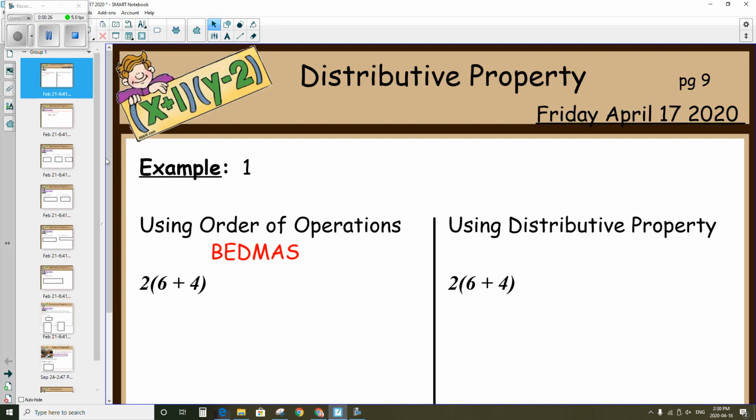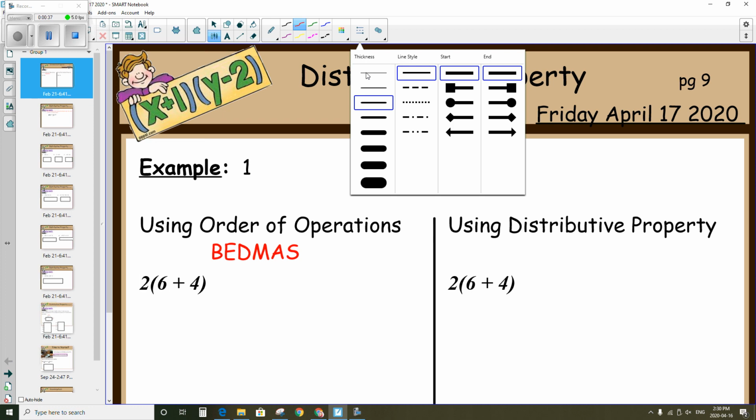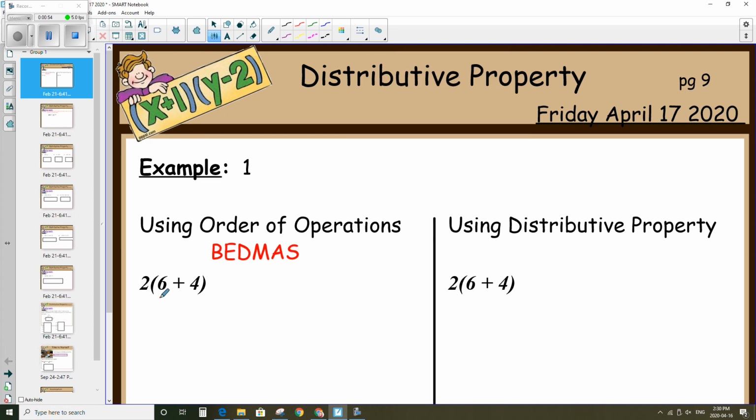Okay, first example, I want to do a comparison between using BEDMAS and using the distributive property, which I will show you how it works, on the same question. Using the order of operations, BEDMAS says to do brackets first, then exponents, then division, then multiplication, then addition, and then subtraction. So we've got brackets in here, so I'm going to work out what's inside this bracket first. 6 plus 4 is 10. And then that's going to get multiplied by the 2 up front in the next step. 2 times 10 is 20.